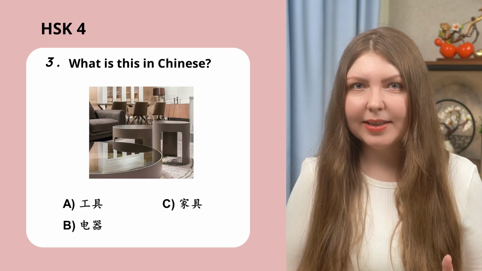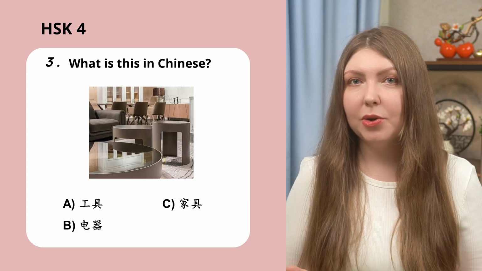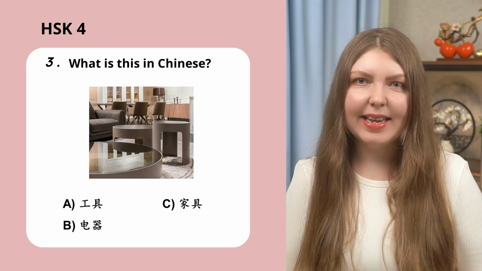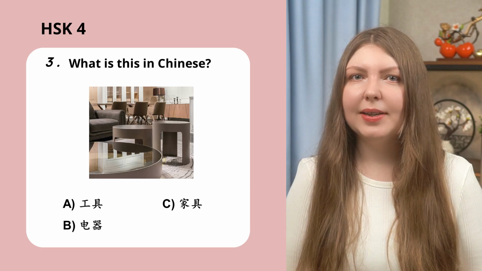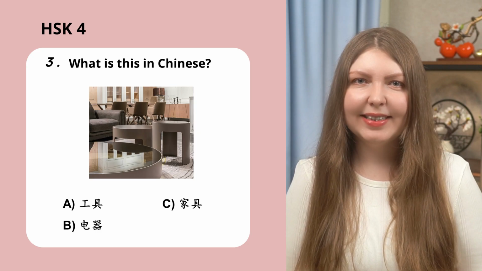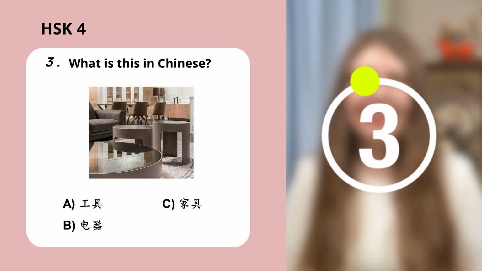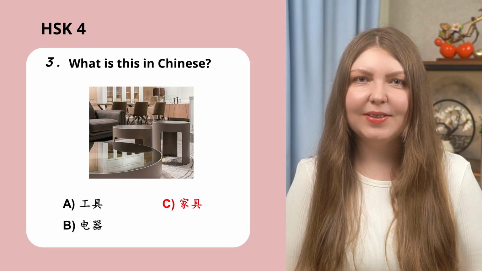And here's another one. Look at this photo and say the word in Chinese. Is it A, 工具, B, 电器, or C, 家具? Take a moment to decide. That is C, 家具, which means furniture. Very nice. Now let's shift into the sentence part.